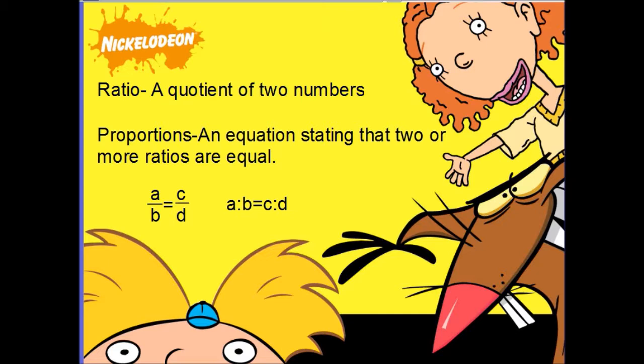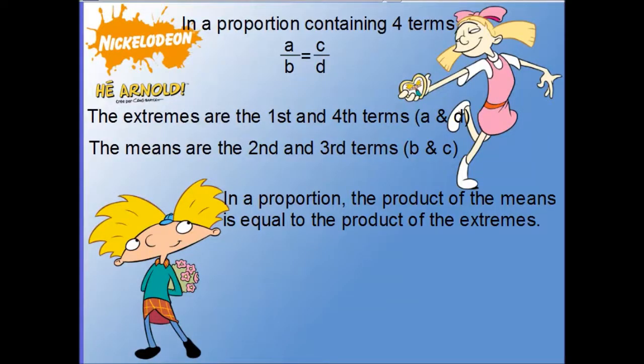A proportion is an equation stating that two or more ratios are equal, such as A/B equals A/C, or A colon B equals C colon D. In a proportion containing four terms, A over B equals C over D, we have two pieces that come up, extremes and means. The extremes are the first and the fourth terms, the A and the D. The means are the second and the third, the B and the C. In a proportion, the product of the means is equal to the product of the extremes.